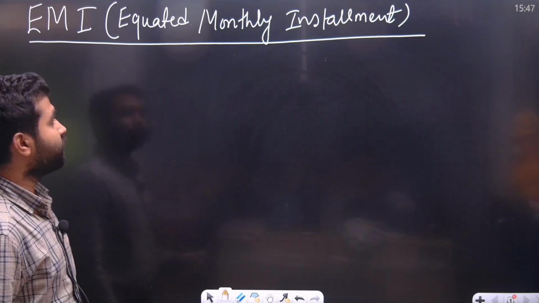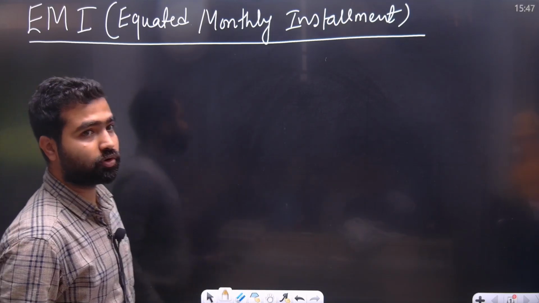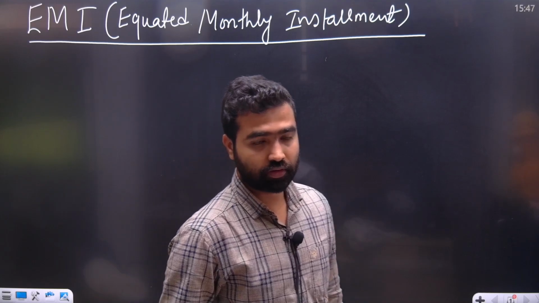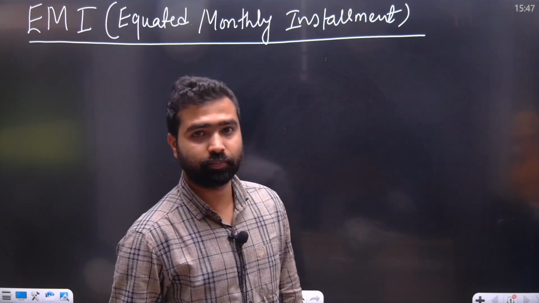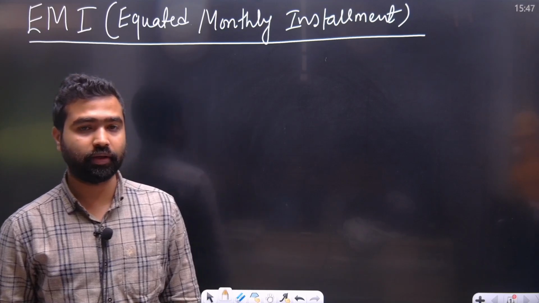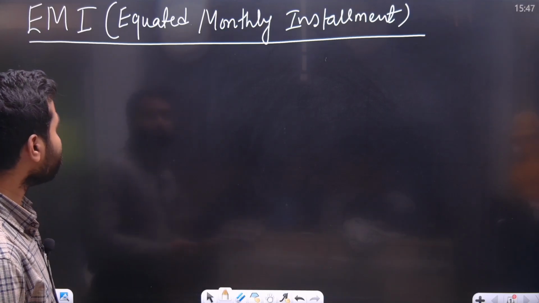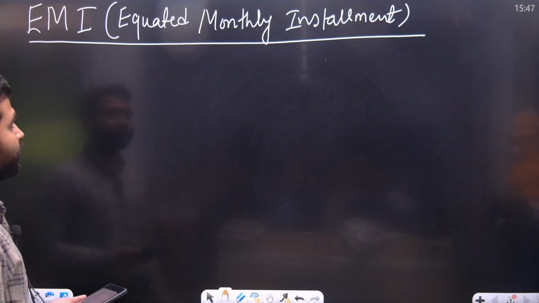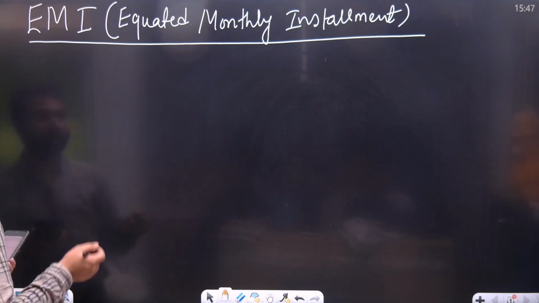Today I am going to discuss EMI, equated monthly installment. This is the topic. Which one is left in the topic perpetuity, sinking funds, and EMI? So this is the last topic. So what is meant by EMI? Let me write the definition first.